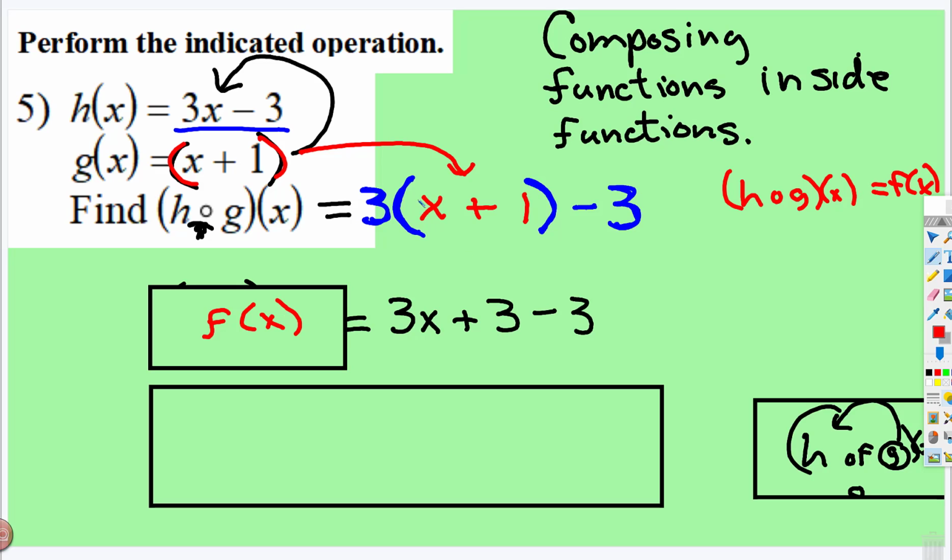Now look at what I did here. I did 3 times x, which is 3x, 3 times 3, which is 3, and then I brought down that subtract 3. Well, 3 subtract 3 cancels. So now the new f of x is just equal to 3x.